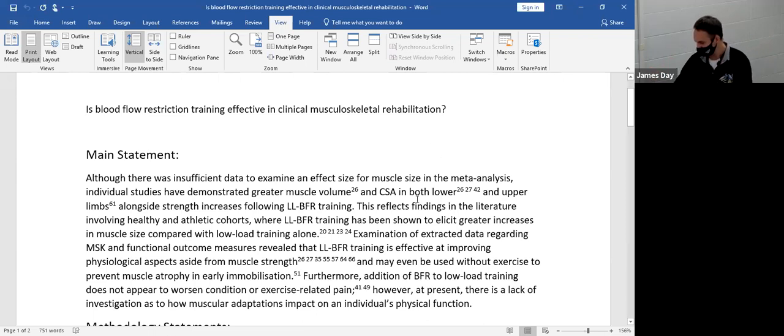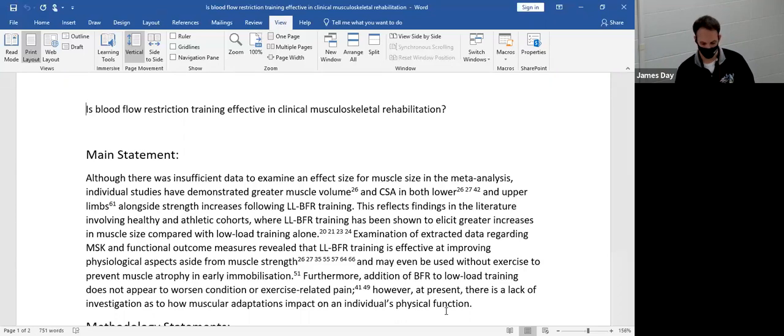I cheated. In both lower and upper limbs, alongside strength increases following low-level blood flow restriction training. This reflects findings in the literature involving healthy and athletic cohorts where LLBFR training has been shown to elicit greater increases in muscle size compared with low-load training alone, and it keeps going. Notice from this, each time you see one of those little numbers, that is a research article that they pulled from.